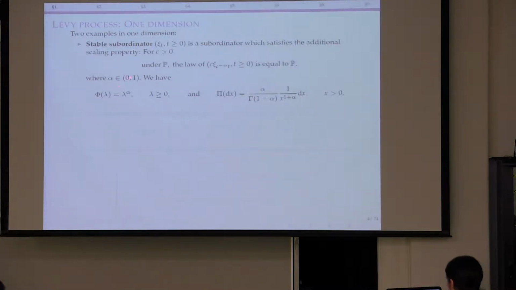Alpha has to be between 0 and 1. The Bernstein, the Laplace exponent, turns out to be rather nice, lambda to the power alpha, and the jump measure specifically takes this form. This is a constant. This is 1 over x to the 1 plus alpha. So you can see here the rate of the jumps is massive when x is terribly small, and otherwise for large jumps it's quite rare. So this conforms with our idea of having lots of small jumps and the occasional big one.